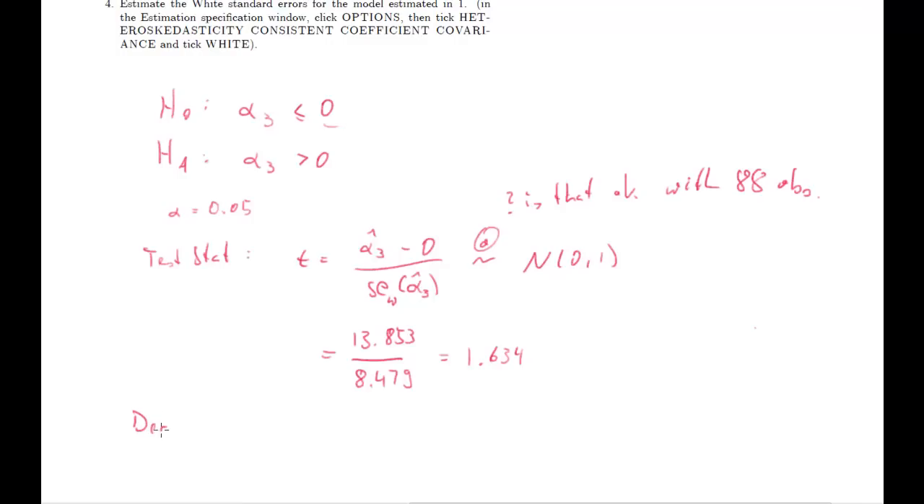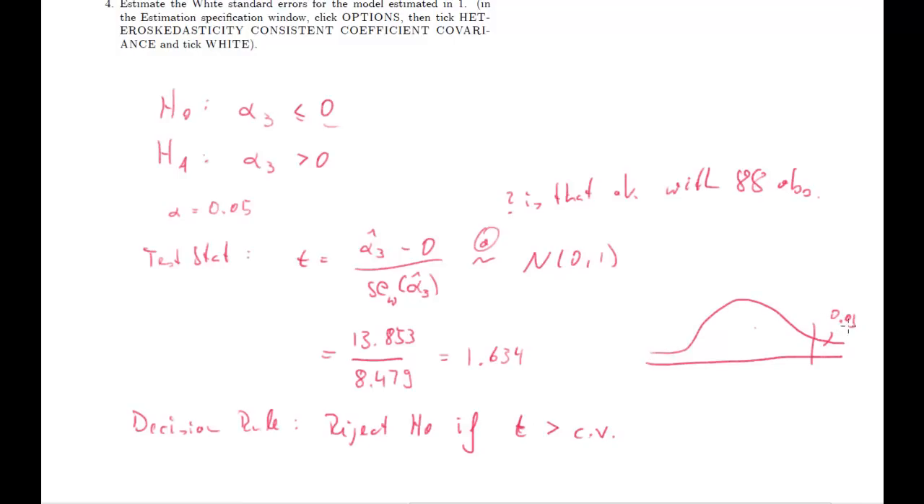So now the decision rule. Reject H naught if, now we have a one-sided test, so we'll reject if the t-statistic is larger than some critical value. Now the critical value, normal distribution, let's do a little picture, we want the value that cuts off 5% in this area, and that is going to be 1.645. So if t is larger than the critical value of 1.645, so we have no absolute values here because it's only a one-sided test, then we will reject H naught.